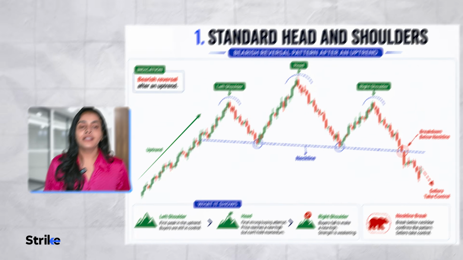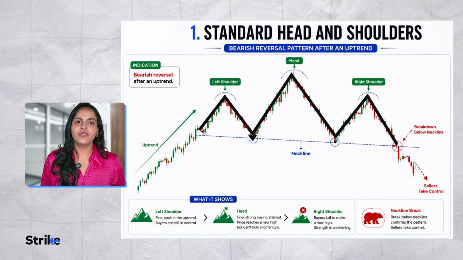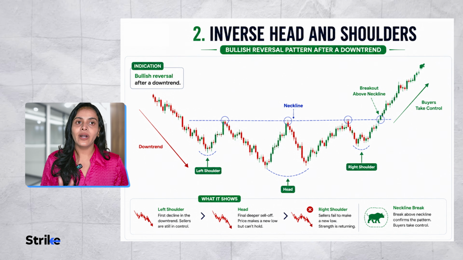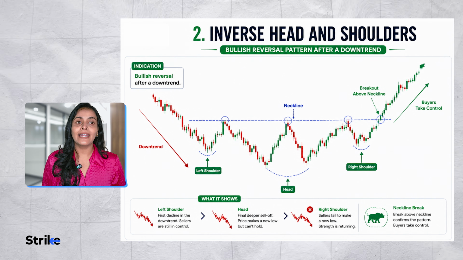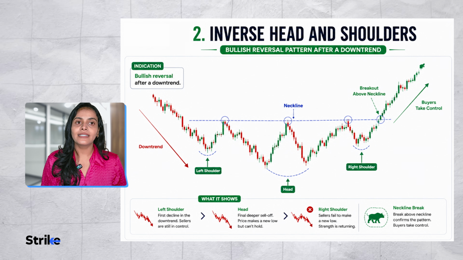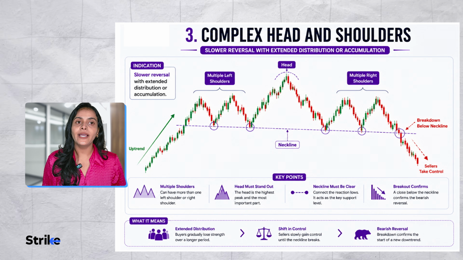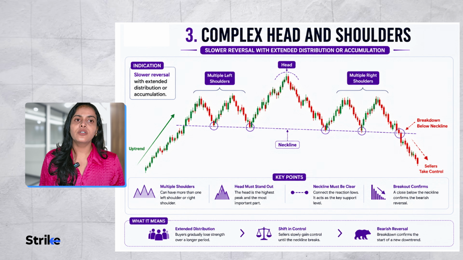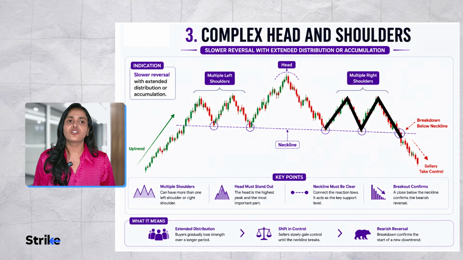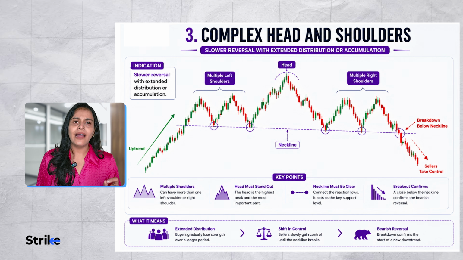Let's have a look at the different types of head and shoulder patterns. The first one is the standard head and shoulder, that is the classic bearish reversal after an uptrend. The second one is inverse head and shoulders, that is a bullish reversal pattern after a downtrend and a structure that is flipped upside down. The third one is the complex head and shoulder pattern. This includes multiple shoulders, extended consolidation, or irregular formations as well. These are a bit harder to trade as well.